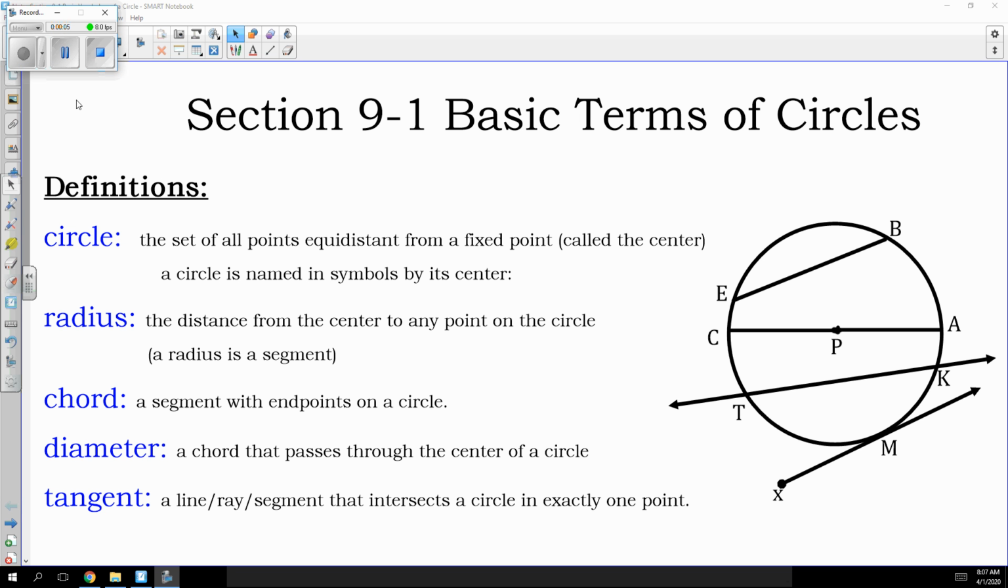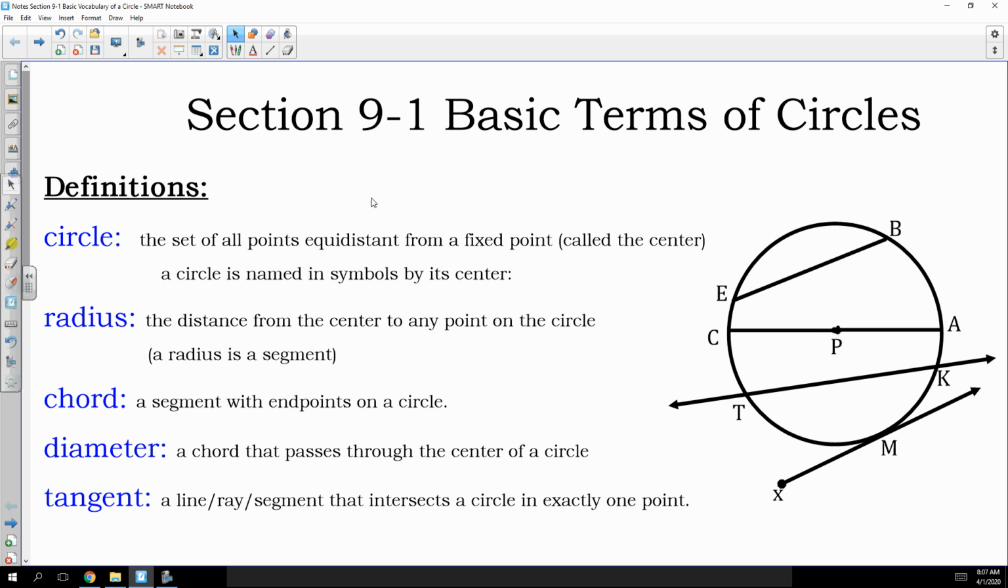All right, in order for us to talk about circles, we need to talk about some of the basics a little bit, and that means you need to know about the terminology. So section 9.1 just goes over some of the basic terms of circles. We're going to talk about some of these things.